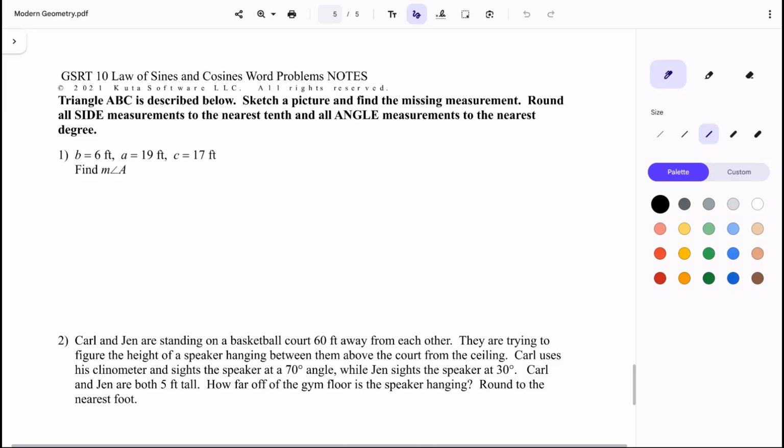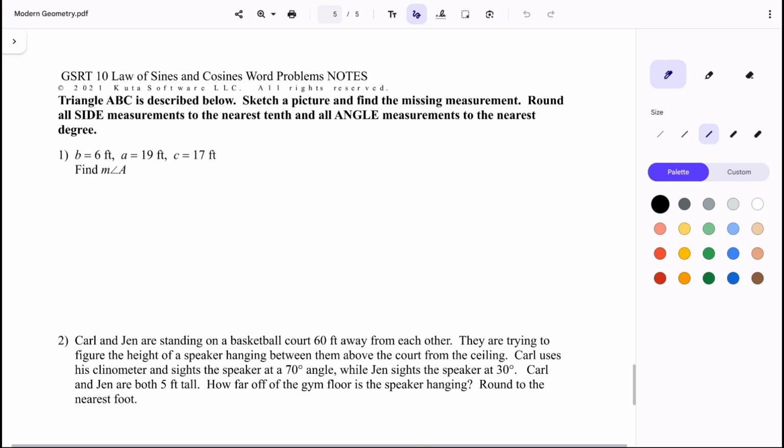The first one is just describing a triangle to you. The second one is taking it back to those real world examples like you've been seeing on some of your worksheets, of applying it to a situation. For both of these, we're going to want to draw pictures first of our potential triangles that we're working with here, and then start finding whatever might be missing.